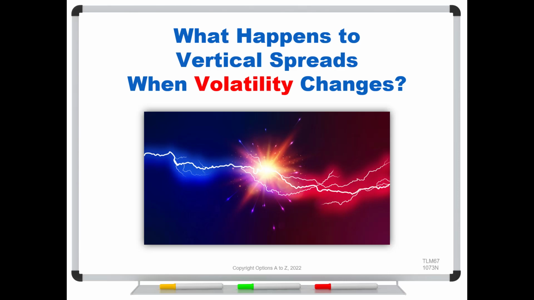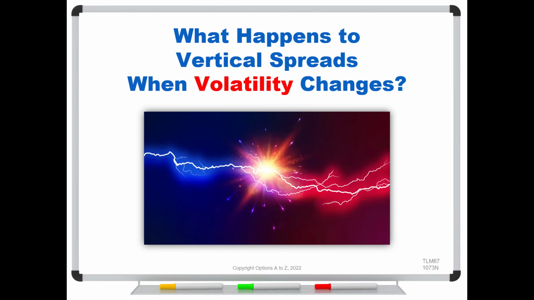So what happens to vertical spreads when volatility changes? Well, it's a good question, and it's one that we get quite often in this forum, and for good reasons. During periods of high volatility, such as we're experiencing now in mid-July of 2022, traders turn to vertical spreads, and for good reason. They will do it to reduce the cost of the otherwise expensive options during high volatility, or to mitigate volatility and skews.